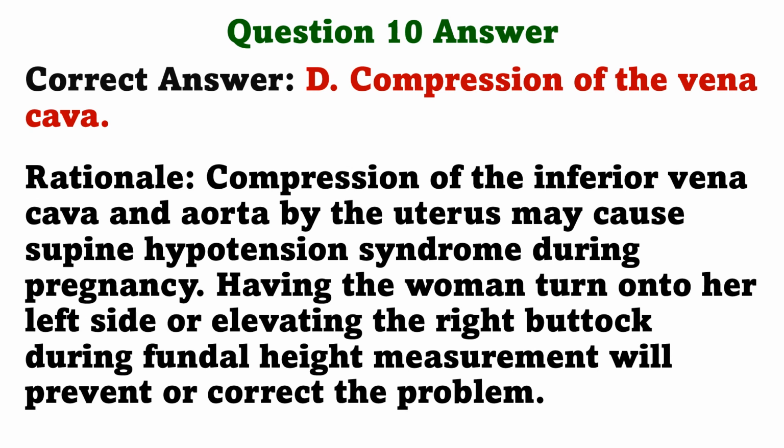The correct answer is D. Compression of the vena cava. Rationale: compression of the inferior vena cava and aorta by the uterus may cause supine hypotension syndrome during pregnancy. Having the woman turn onto her left side, or elevating the right buttock during fundal height measurement will prevent or correct the problem.